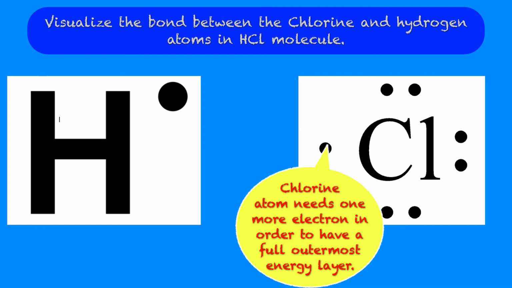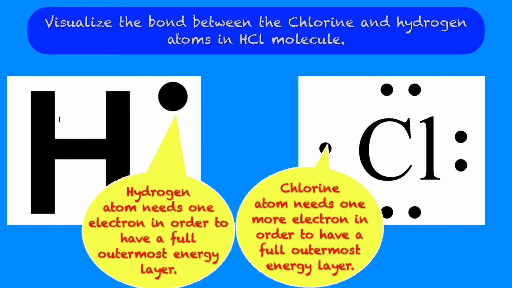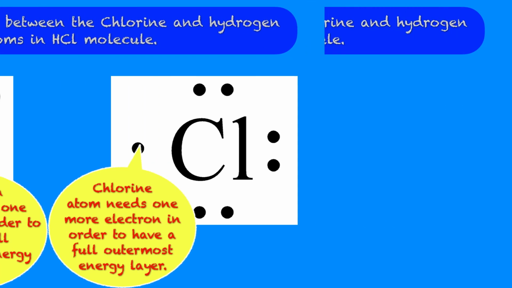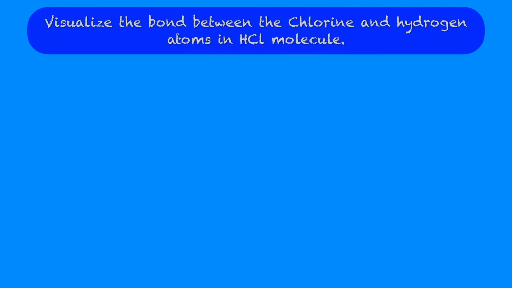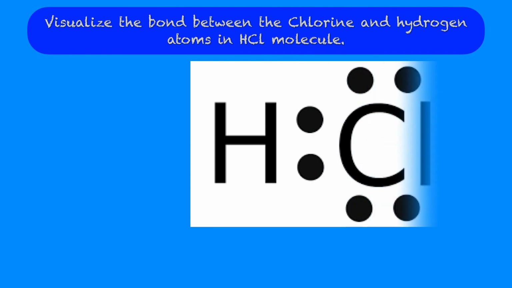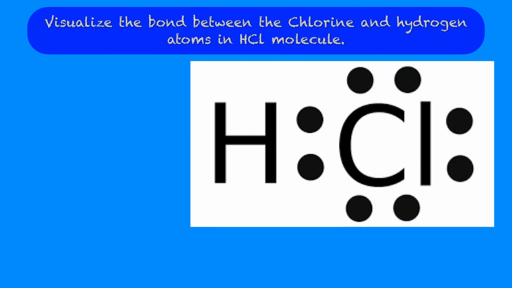As for hydrogen, it has the valence electron at the first energy layer, which will be full when it contains 2 electrons. Accordingly, how many electrons does hydrogen need in order to have a full outermost energy layer? It just needs one more electron. Excellent. How do you predict hydrogen and chlorine atoms will react in order to have full outermost energy layers? They will share electrons.